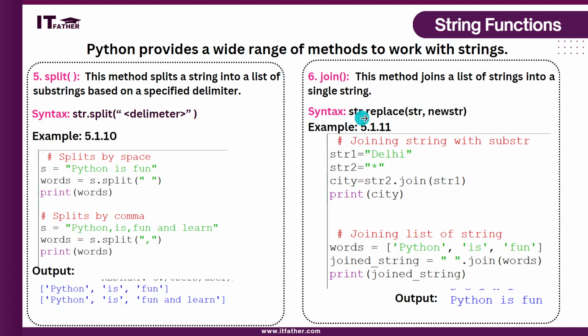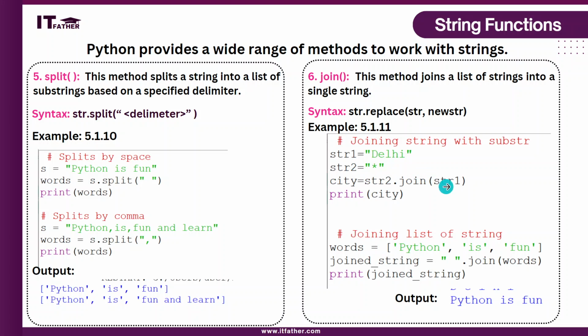The syntax is string, then replace is wrong here, it will be join: str join str, then new str. This syntax is wrong, it will be string join with second string. The first string we have is string 2, which is this asterisk symbol, and join str1, which is having Delhi. So it means each character of Delhi, each character of string 1 will be joined by this single character of string 2. This is the beauty of this function.